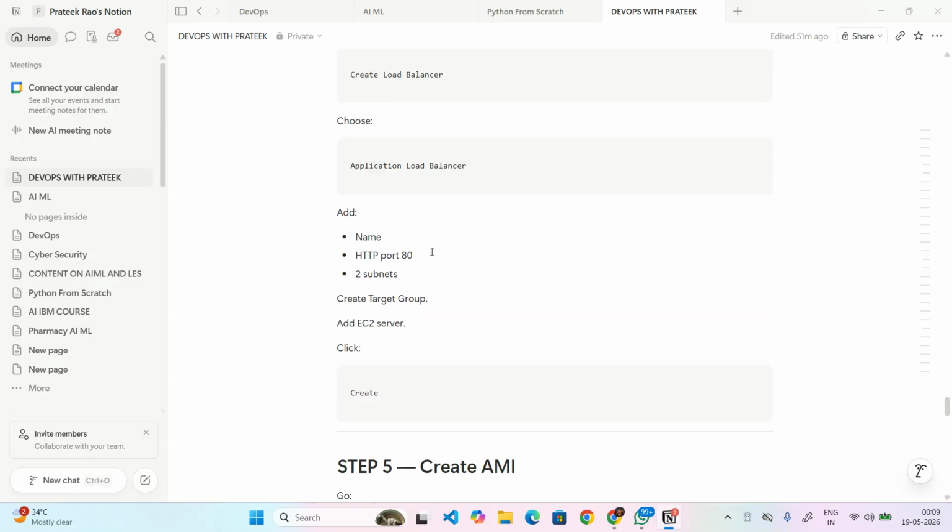Okay, done. You need to give your name, HTTP port 80, and the subnet. What is happening with the subnet? We are going to learn that in the upcoming session. What do you mean by subnet? Okay, it is a part of your network. So just keep it in your mind.